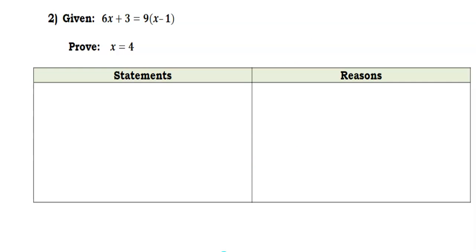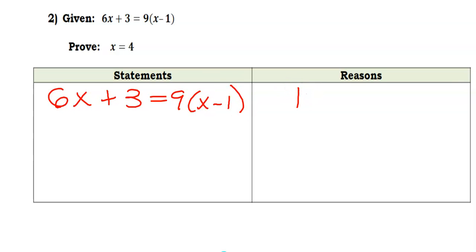So again, making that plan. So first, I'm going to write the statements and then the reasons on how I got there. Let me do it back and forth this time, so then you guys have both examples. So first, I'm going to write down the given. That's the reason. And again, what is my end game? My end game is I want x equals 4. So how do I get there?